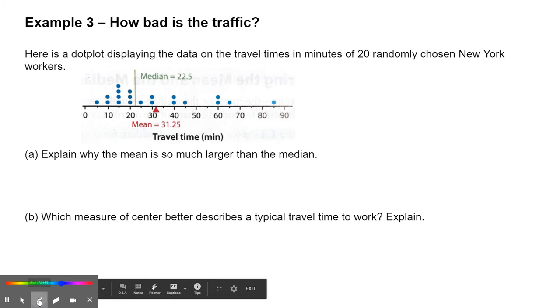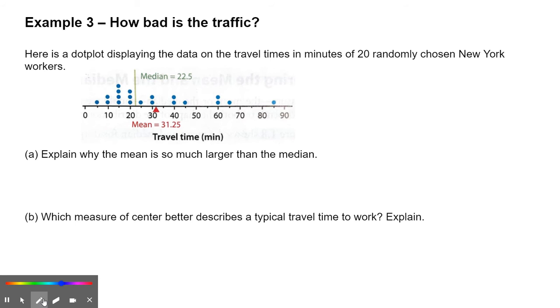So example 3, how bad is the traffic? Here's the dot plot displaying the data on the travel times in minutes of 20 randomly chosen New York workers. So there's your dot plot. Notice they have the median in this green right here. So this is the median, and then the mean is right here, red. The median is 22.5 minutes. The mean is 31.25 minutes. A, explain why the mean is so much larger than the median.